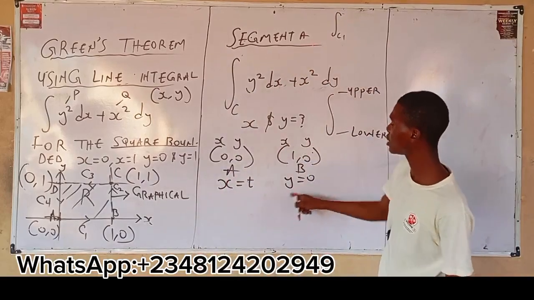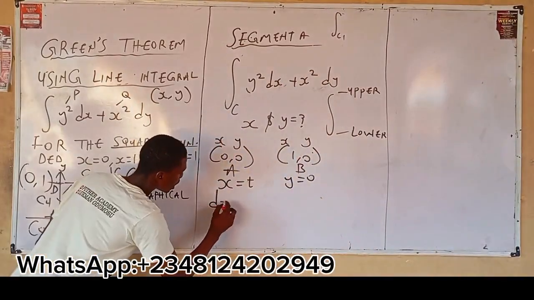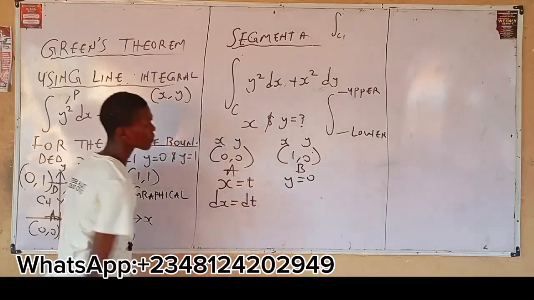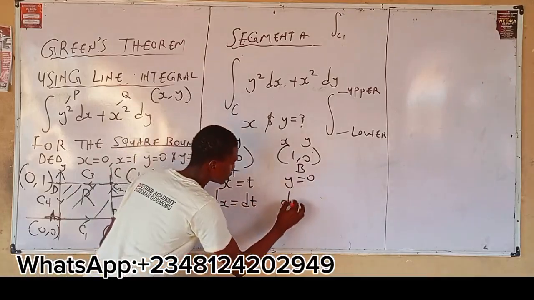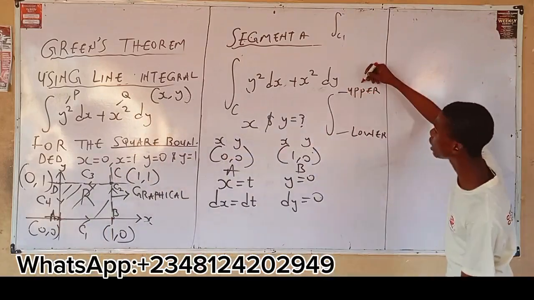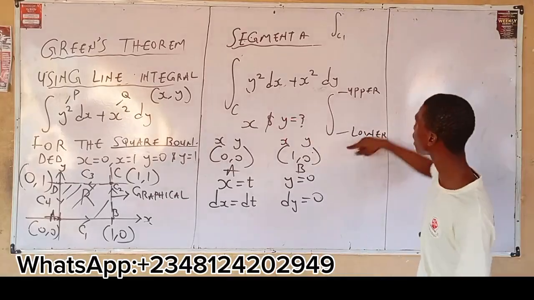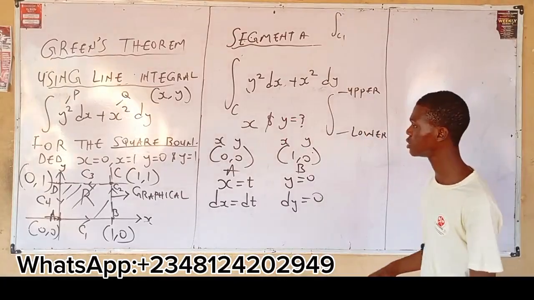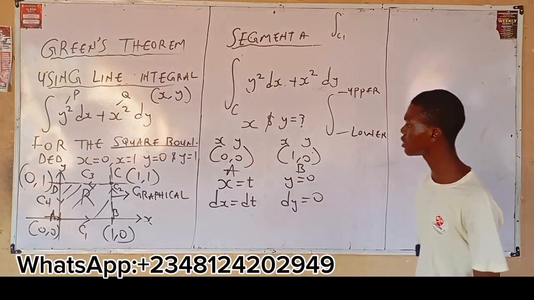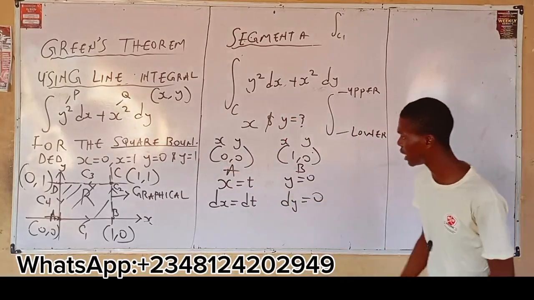For segment A, this is the function of y. Now differentiate. By the time you differentiate this, dx is equal to dt, and dy is equal to 0. Now, how do you get your lower and upper limit? You determine your lower and upper limit based on the coordinate that is changing. So x is changing from 0 to 1.